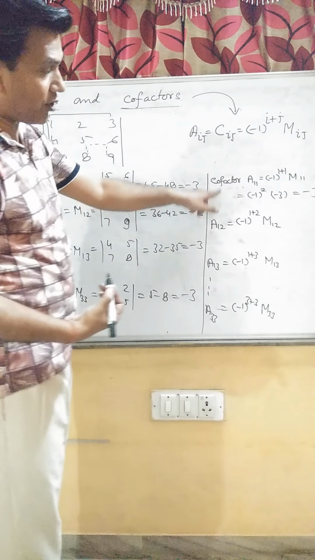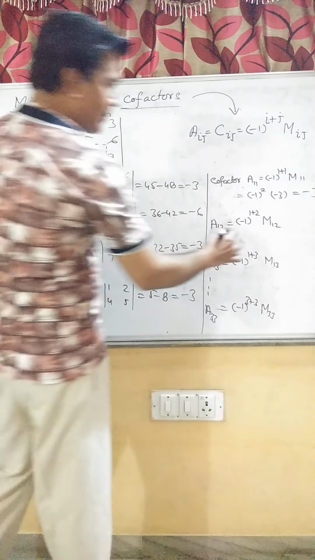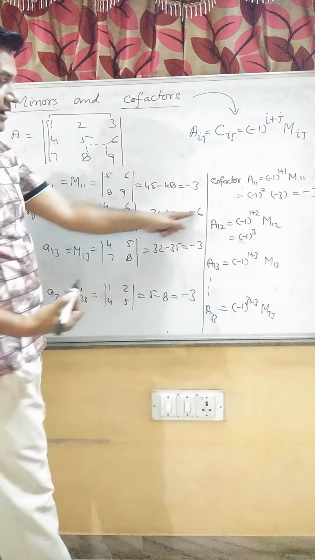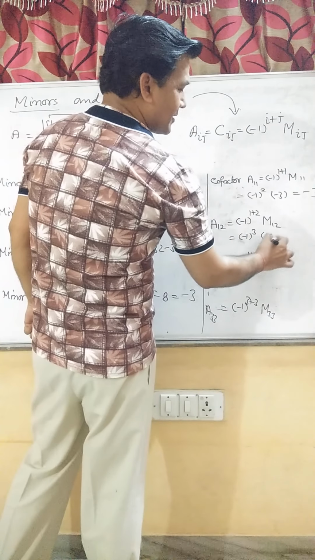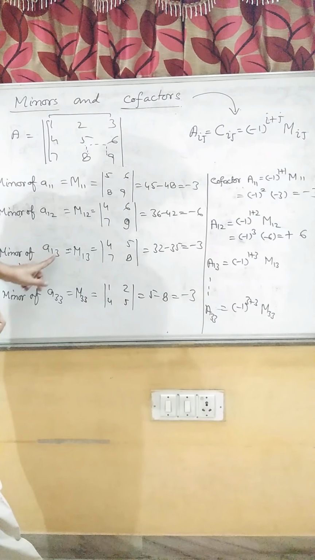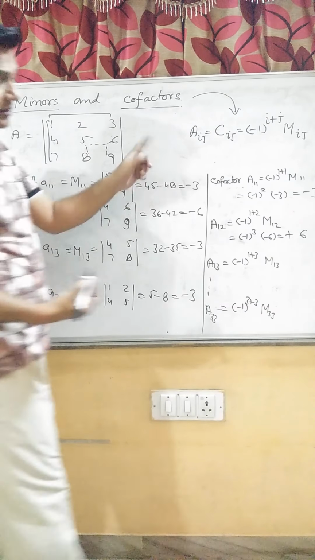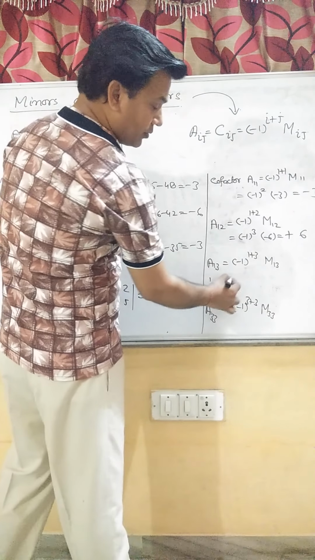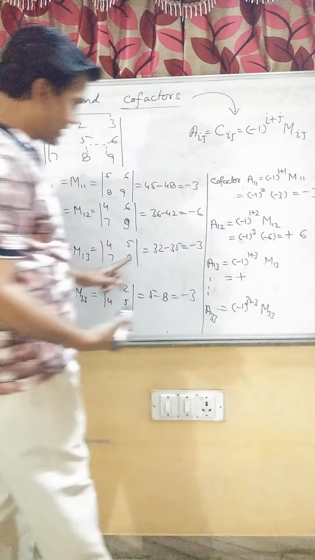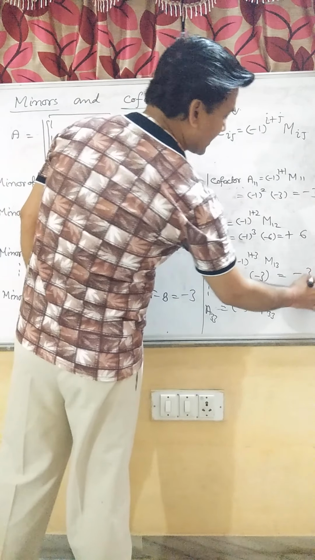If we are finding the cofactor of A12, that is this one, so applying the sign minus 1 raised to 3, and M12's value is minus 6. So minus minus, plus 6. If we are finding the cofactor A13, for that minus 1 raised to 4, that is a positive sign, and M13's value is minus 3. So you will get minus 3.